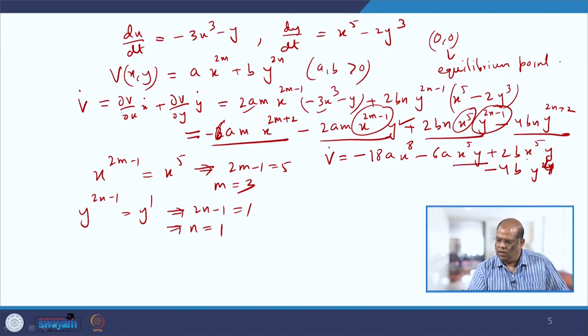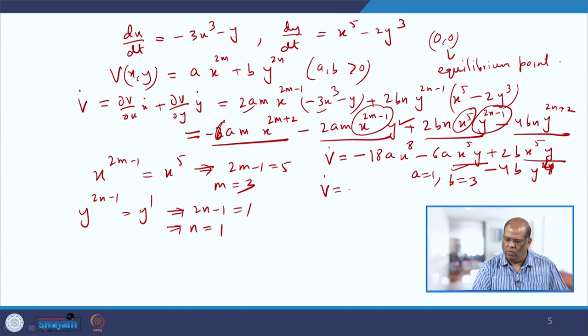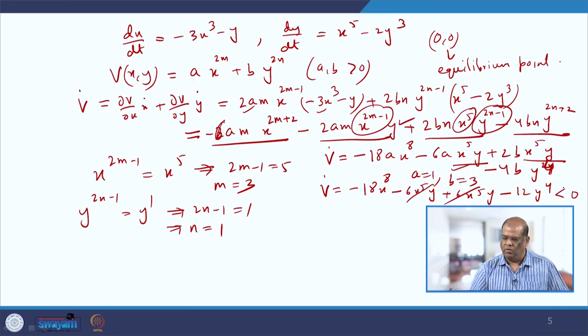So, you have got the powers of x and y same, but now you have to choose your values of a and b in such a manner that these two cancel out. So, if you choose a equal to 1, this is 6, and b equal to 3, this is again 6, I will get V dot equal to minus 18 x to the power 8, this is minus 6 x to the power 5 y plus 6 x to the power 5 y and minus 12 y to the power 4. So, these two cancel and this is always less than 0 for all x, y not equal to 0, 0, and hence the system is asymptotically stable.